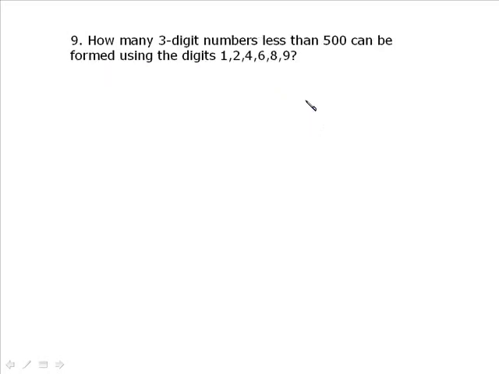Next question, how many 3-digit numbers less than 500 can be formed using the digits 1, 2, 4, 6, 8, 9? So this is not really introducing any new concepts, but it does force us to look at some restrictions and a pool of numbers that we can select from. It's a 3-digit number, but less than 500. Now, being less than 500 means that it must start with, well, 1, 2, or 4. Because that's going to ensure that it's less than 500.